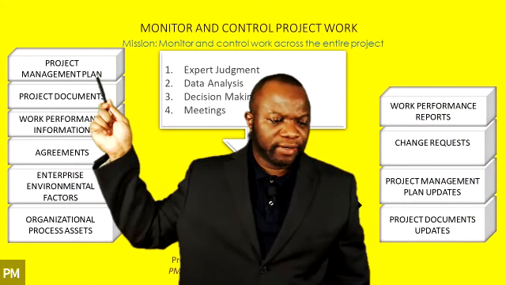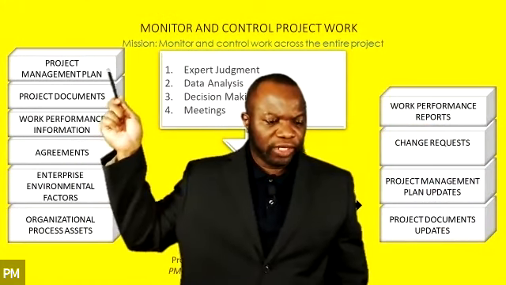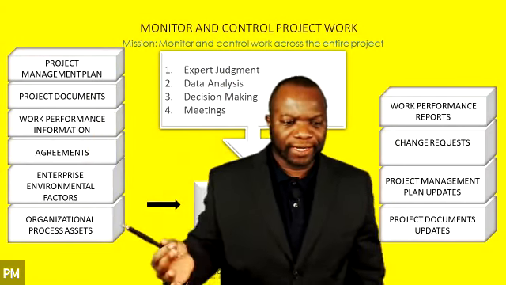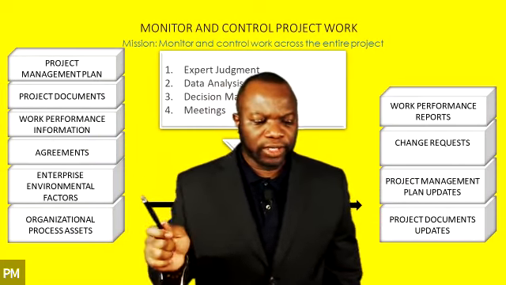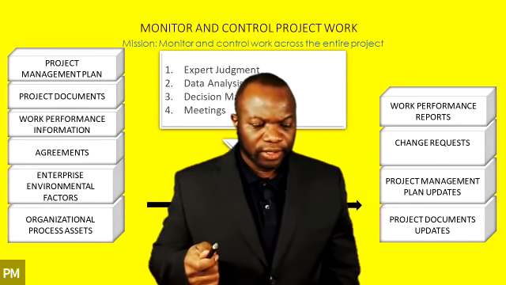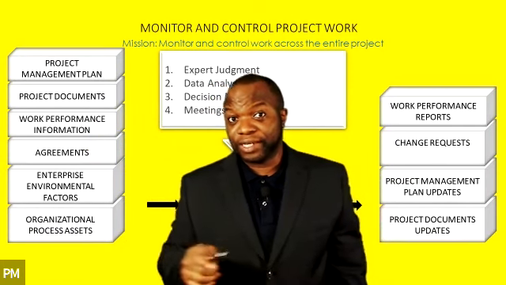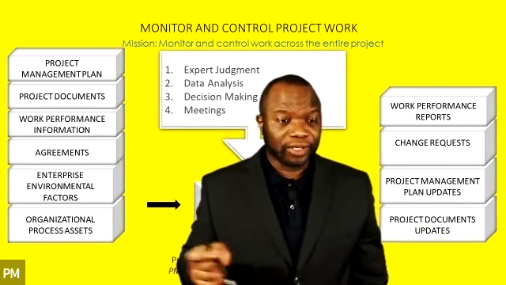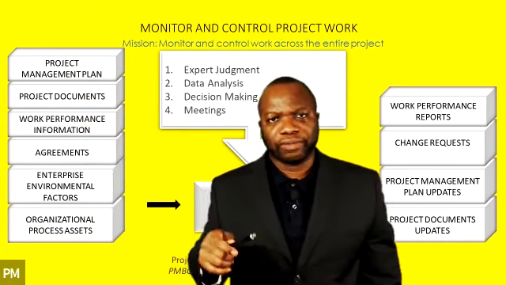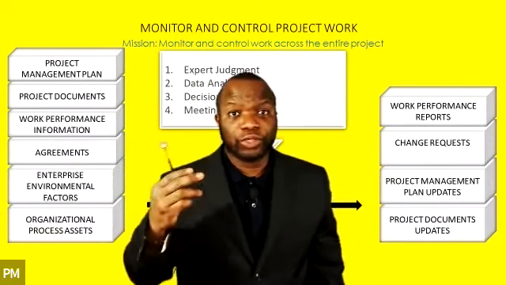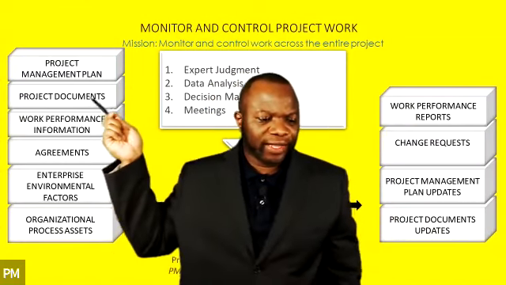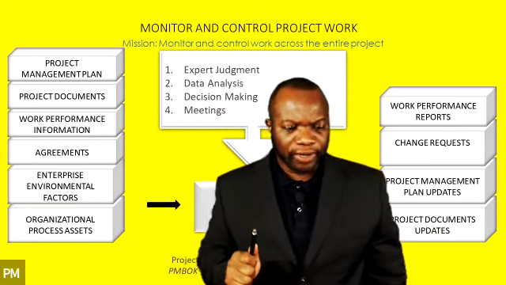Project management plan and project documents, you know these from page 89. We need this for what we are doing here. What are we doing here? It says the mission is to monitor and control work across the entire project. So if you're monitoring and controlling work across the entire project, you need a plan, and that's why you've got the project management plan. You also need to be referring to relevant project documents. Now you'll realize there are two documents here that are very unique to this process. When we crack this open, you'll find out what those are.